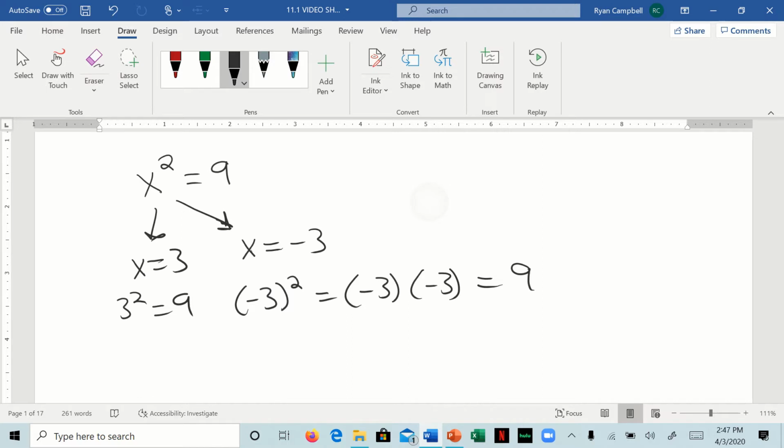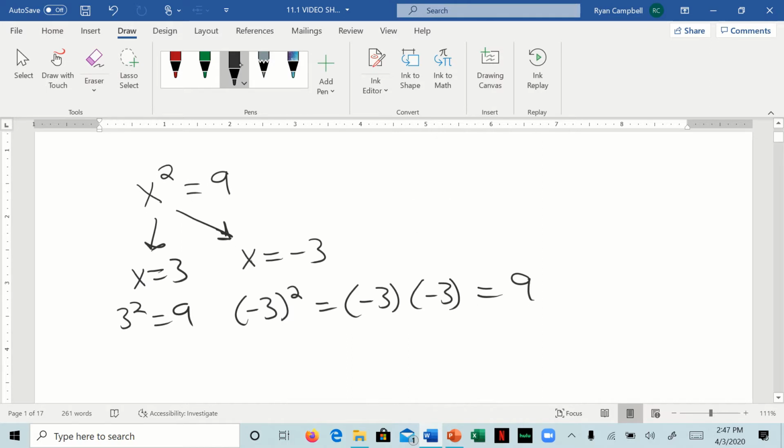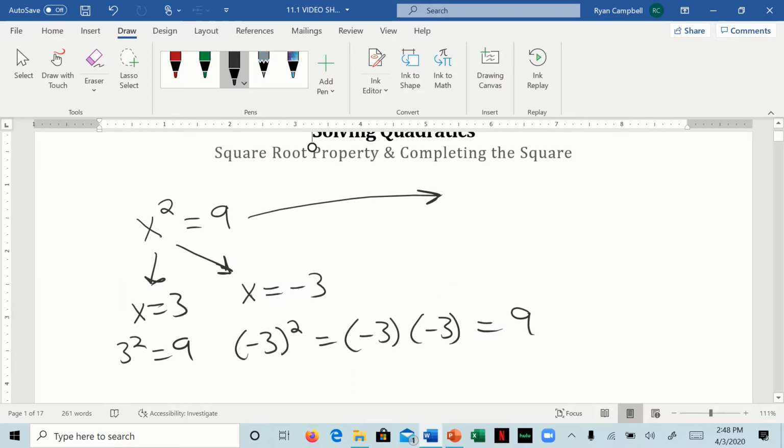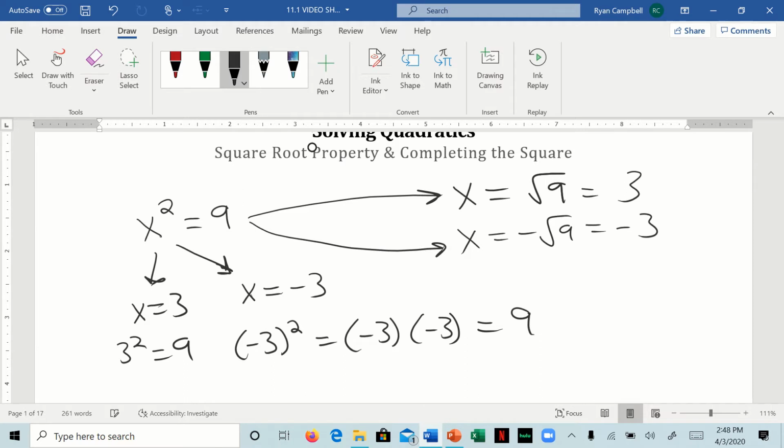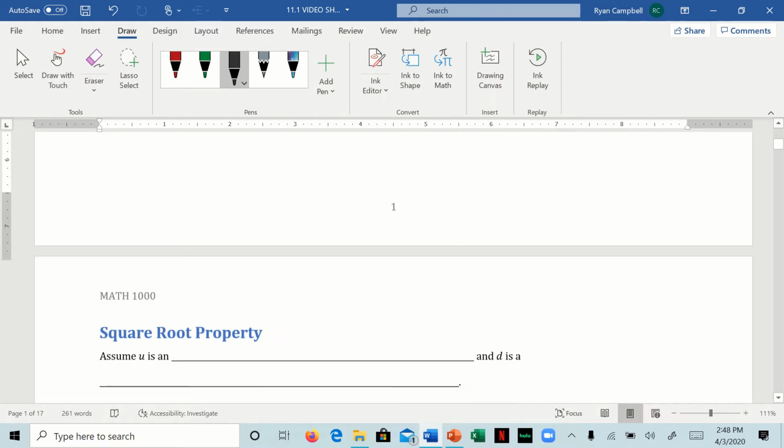So if we have something like this, where we have x squared is 9, we know that x can either be positive or negative 9. So another way to write this could be that x is positive square root of 9, which is 3, and that x is negative square root of 9, which is negative 3, right? So here's two different ways that we can rewrite this one statement, which goes right into what our square root property is.